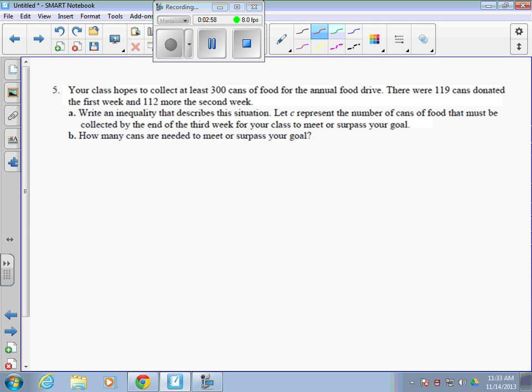Hope to collect at least 300, at least greater than or equal to 300. 119 cans donated the first week, 112 the second. Write an inequality that describes the situation. So week 1, 119 plus week 2, 112 plus week 3, that's the unknown amount. Let C represent the number of cans the third week. Has got to be greater than or equal to 300.